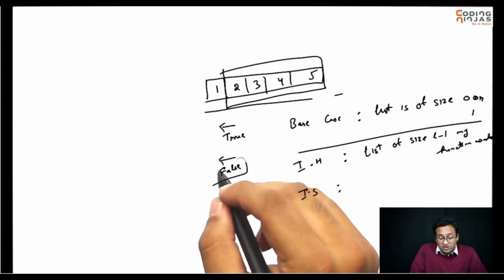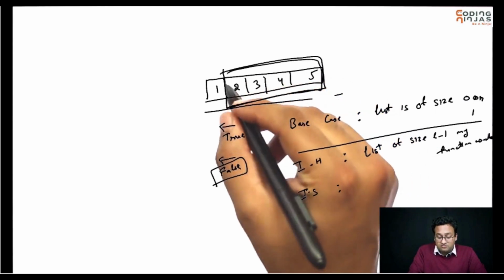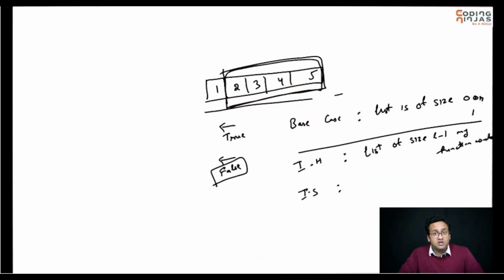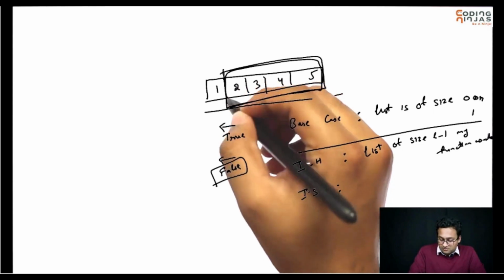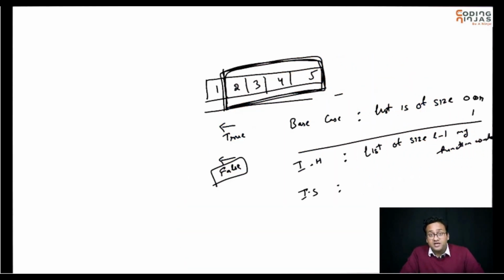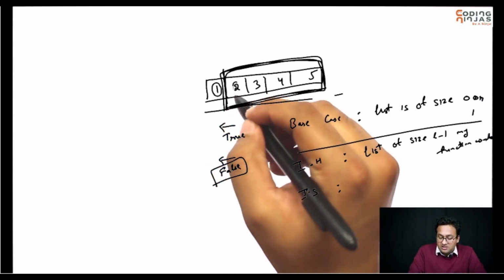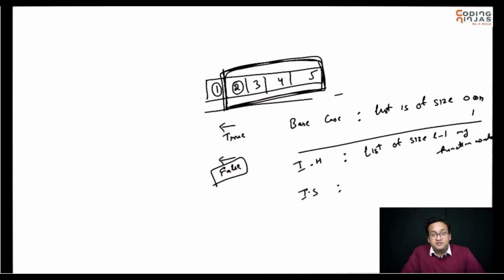In case this part is not sorted, then definitely the whole list is not sorted. So I can just return false. If I get a false, I'm going to return false. I don't have to do anything else. In case my function returns that this part of my list is actually sorted, then there is only one part left. I just need to make sure that this element is smaller than this element.